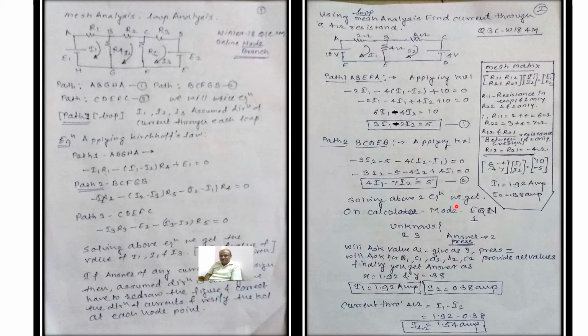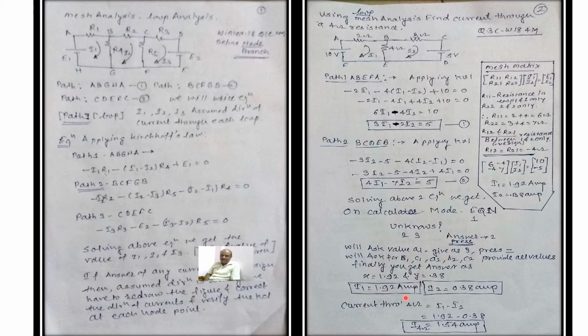Just solve this equation on the calculator. The question will be asked how to solve this in calculator. You just go to the mode and just press till you get the equation. So below equation there is 1 written, so just press 1. After that it will ask how many unknowns are there. Now in this problem you have 2 unknowns, so just press 2 and just give the values of A1, B1, C1, A2, B2, C2 like in Cramer's rule, and just get the answer. So the calculator will throw the answer as X and Y. So X is 1.92, Y is 0.38.